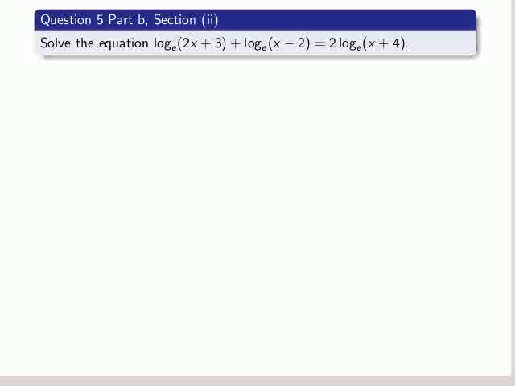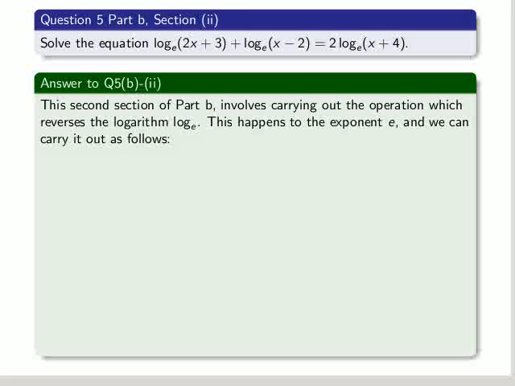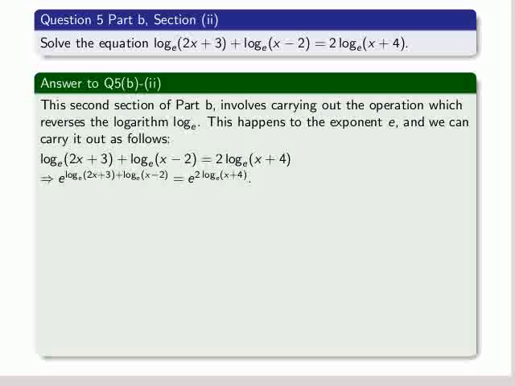Solve the equation. This time, it's a logarithmic equation rather than an exponent equation. The second section of part B involves carrying out the operation which reverses the logarithm. This happens to be the exponent e, and we can carry it out as follows. There we have our equation, and we take the exponent e of either side. So we bring all the terms to the power of e on either side.